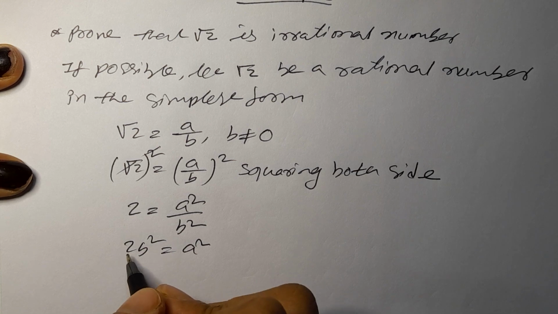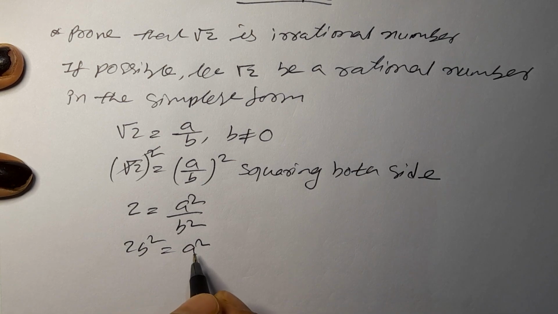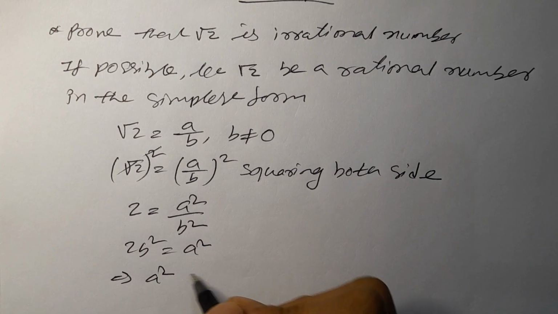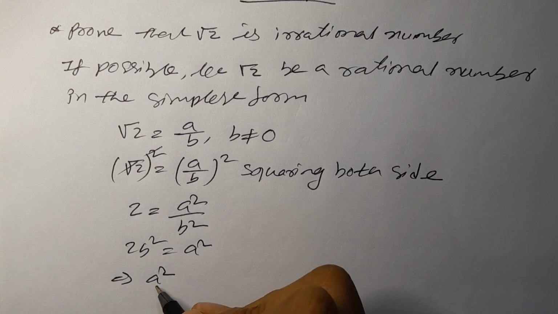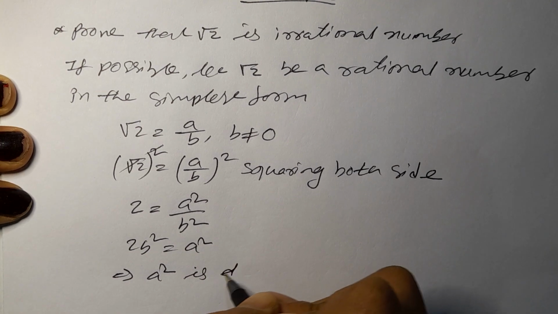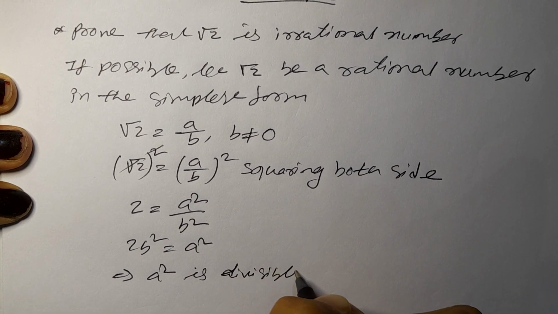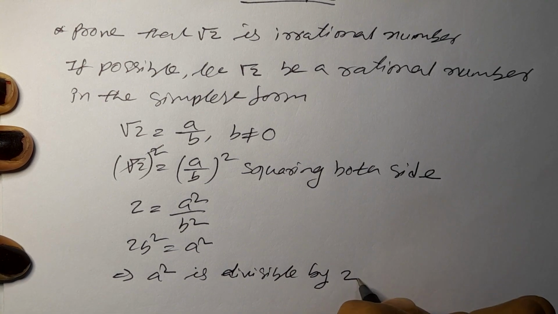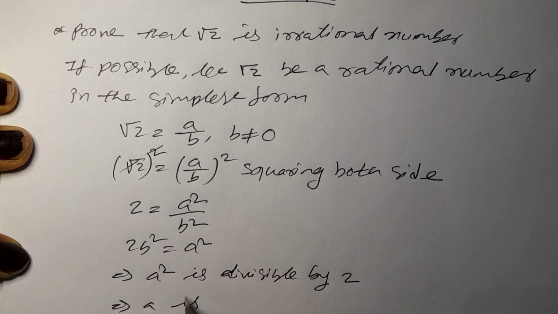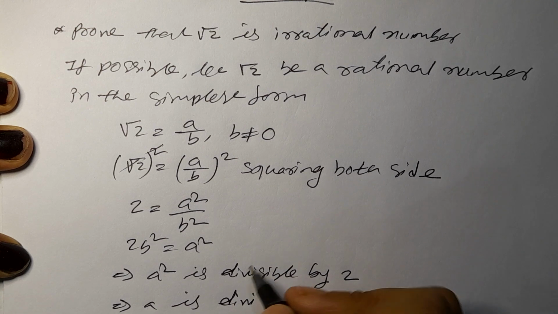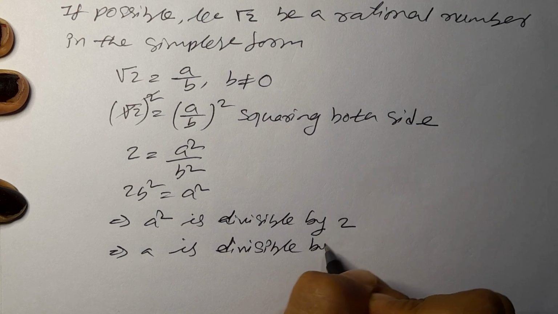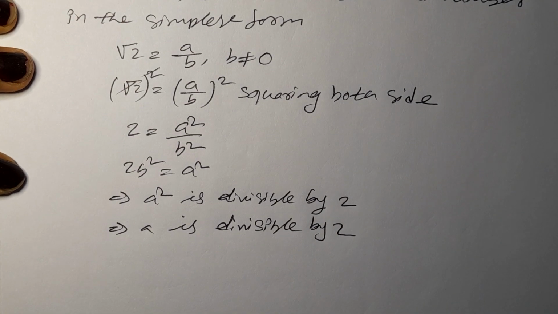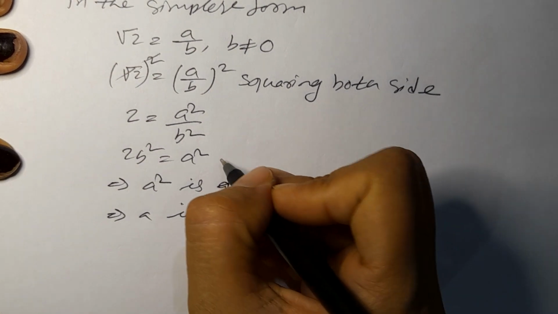Now see, this is divisible by 2, here 2 is there, so therefore this will be divisible by 2. This implies a square is divisible by 2, or you can write 2 divides a square, both are correct. Divisible by 2 implies a is divisible by 2. Now we got that a is divisible. Now we will check for b. So call it equation 1.